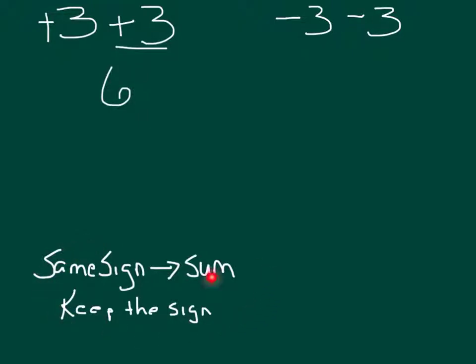Same sign, sum. This is a negative. This is a negative. So they have the same sign, so you get the sum of the two numbers. The sum of the two numbers is 6. And then what's it say down here at the bottom? It says keep the sign. The sign is negative. We keep the sign. So that means our answer is negative 6.